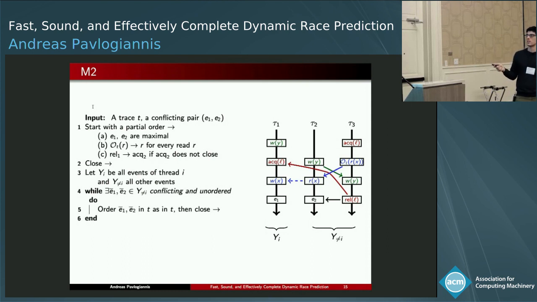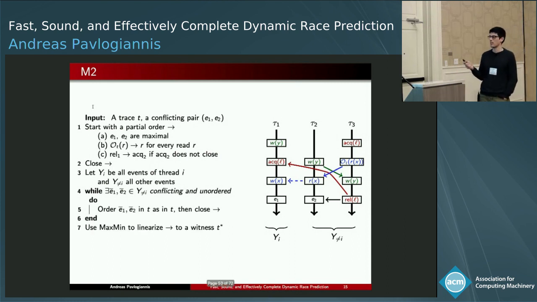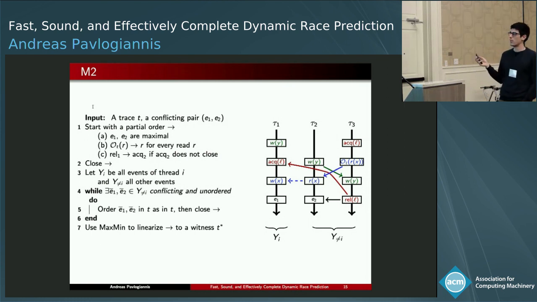Yi is a totally ordered set. Y not I, after this loop has been executed, is ordering all pairs of conflicting events. So the max-min theorem guarantees that this partial order is realizable, so we can construct a witness trace in the end. Right? So two more remarks in this algorithm.